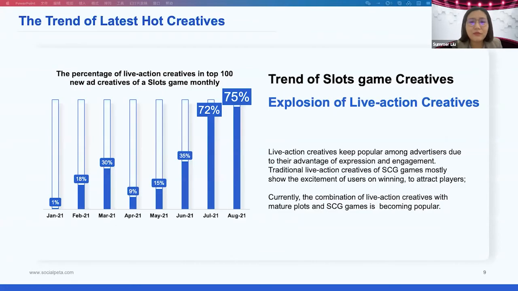What we also see is that live action elements are very popular among mid-core and hardcore games. We knew that, but currently we found the same thing: we can see from the bar chart on the left that more and more slots games utilize live action elements, which is very unusual, and we can also take it as a new trend.